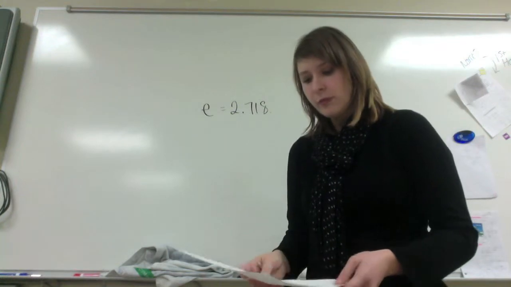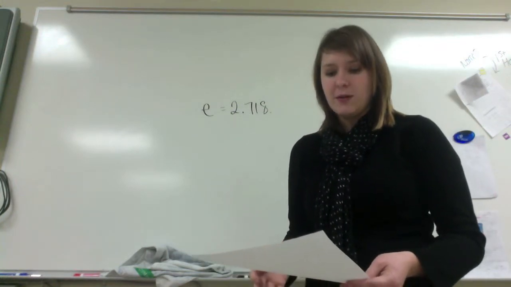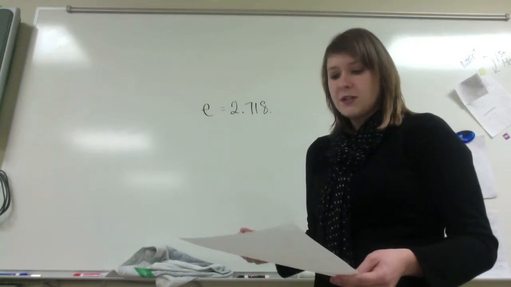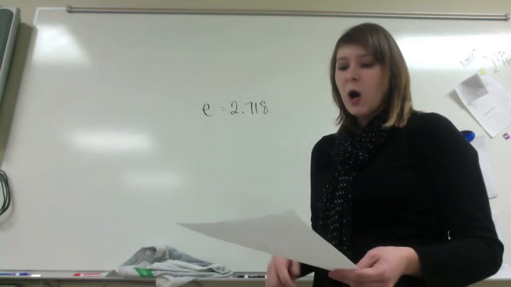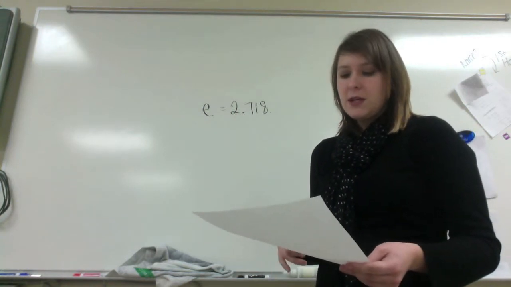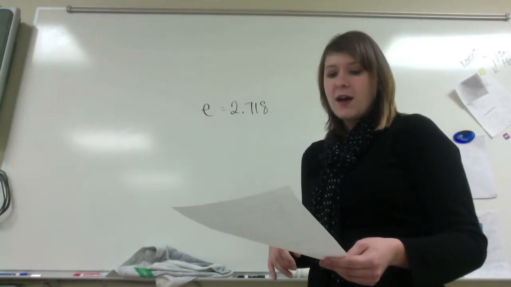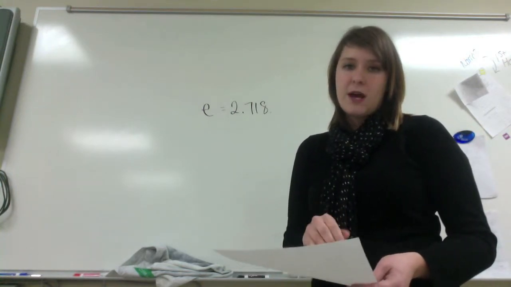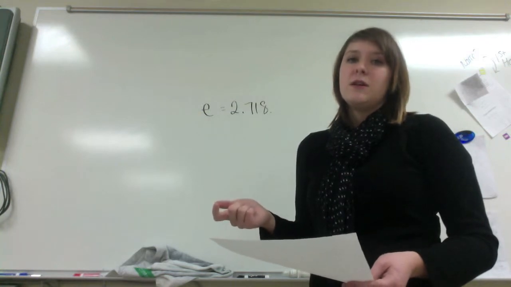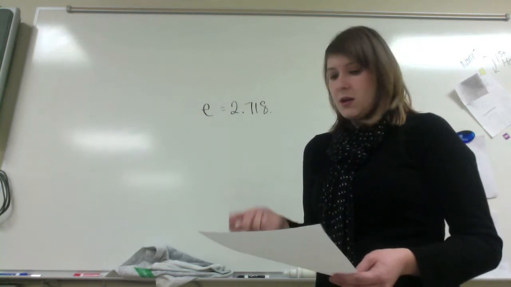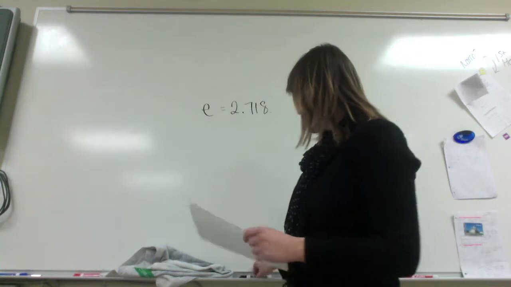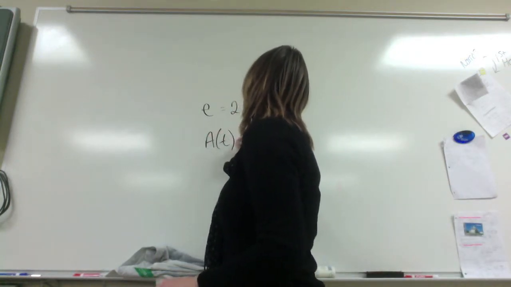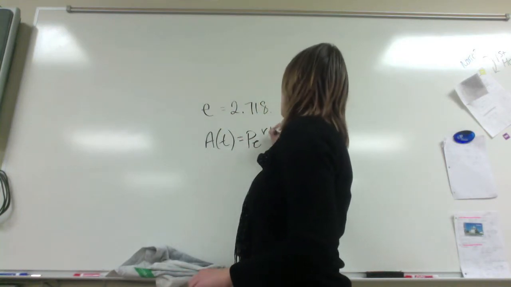So this leads us to our continuous change model, which I like to call the PERT formula. It says if a quantity P grows or decays continuously at an annual rate R, the amount A sub T after T years is given by A of T equals P e to the RT. So that's your principal investment times e taken to the interest rate times the time as your exponent. Okay, so A of T equals P e to the RT.